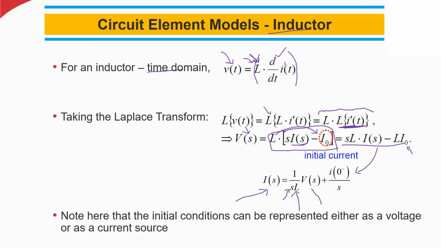V of S is the voltage across the inductor, and I of 0 minus is the initial current across the inductor. So you know how the inductor works. Inductor like this. Maybe you are applying some kind of voltage, plus and minus.